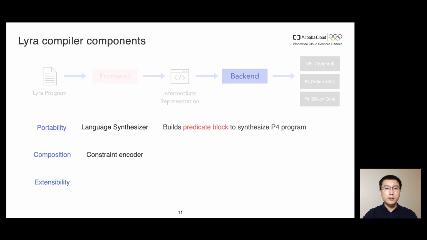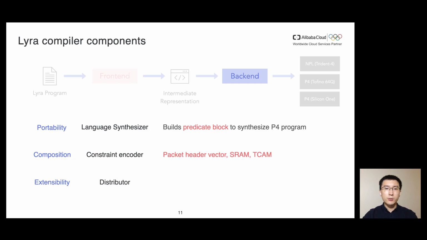Next, Lyra uses a chip-specific constraint encoder to check whether the program can fit into the switch. To achieve this, we implement one encoding algorithm for each type of resource to estimate its usage, such as the packet header vector, SRAM, TCAM, etc. Please refer to our paper for the complete list.